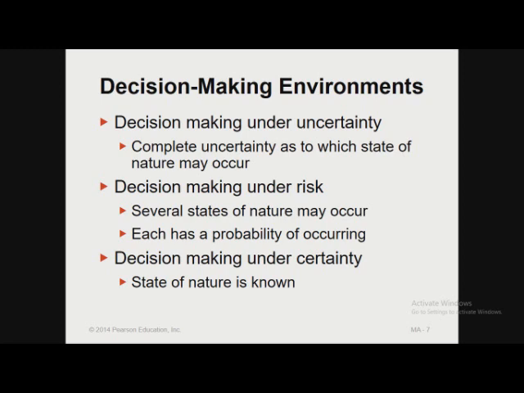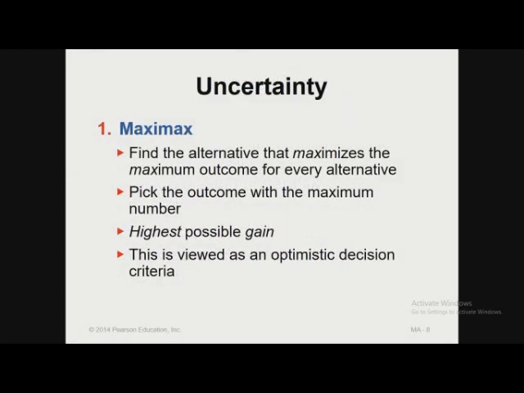Okay, so, to discuss further this three decision making environment, let us first discuss about the decision making under uncertainty. So in the decision making under uncertainty, we have three criteria to be used. So as what I told you earlier, ang decision making nato ani guys is nagdepend siya sa personality sa decision maker. So if you are an optimistic decision maker, you would always go with the Maximax. Maximax finds the alternative that maximizes the maximum outcome for every alternative. So meaning, you are going to pick the best of all the best.